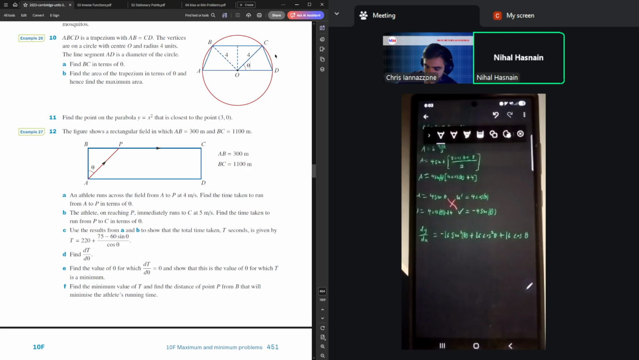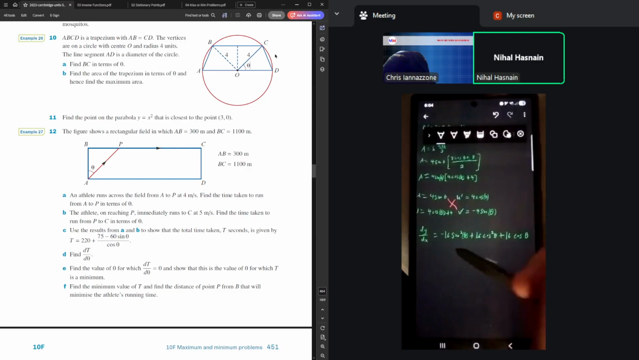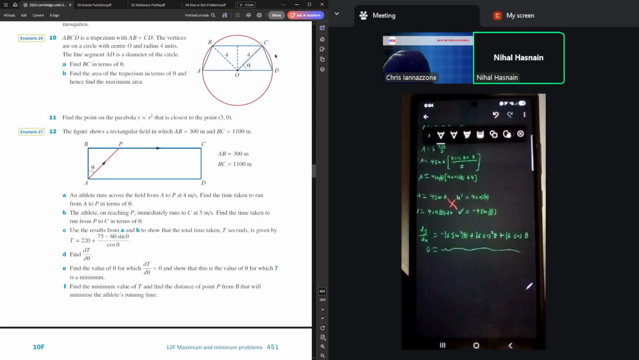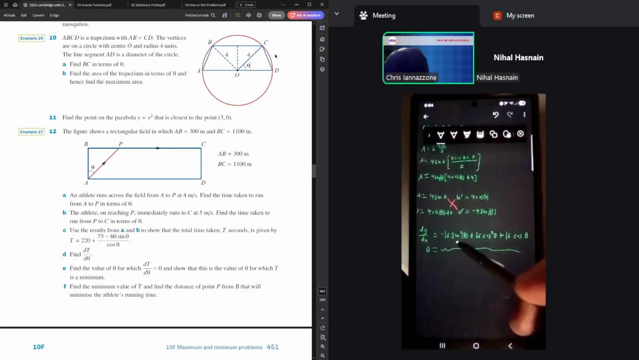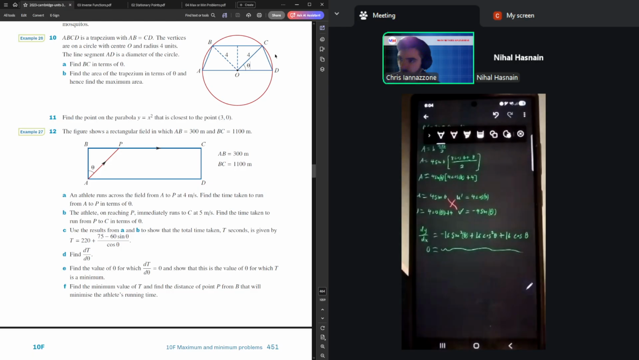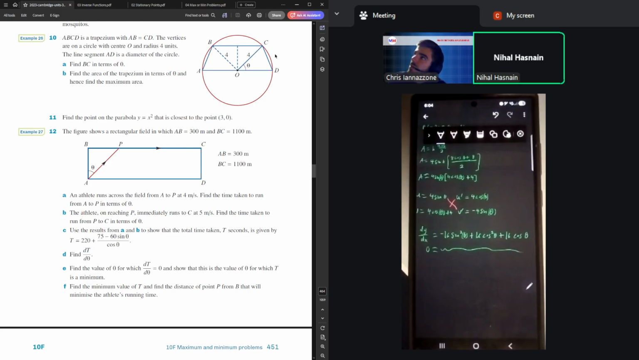Just thinking out loud, what kind of things would you try to do if you did have to do this tech free? So maybe try and convert to tan. Maybe dividing everything by cos squared, because that would cancel this. That becomes tan, 1 over cos. So you knock it down to 2 circular functions as opposed to 3 now.